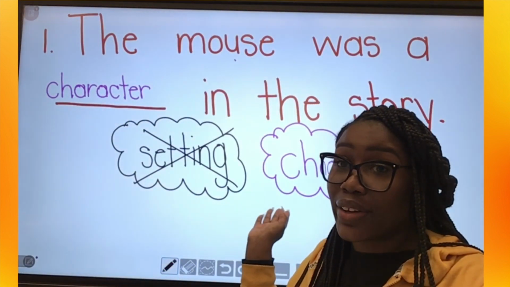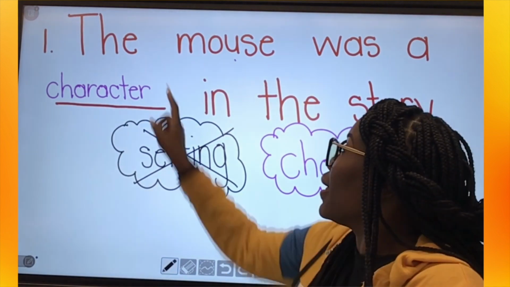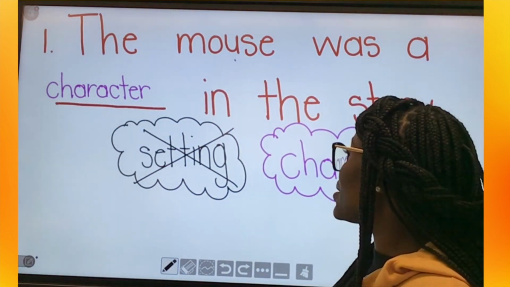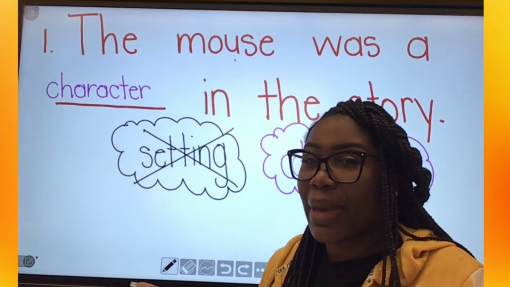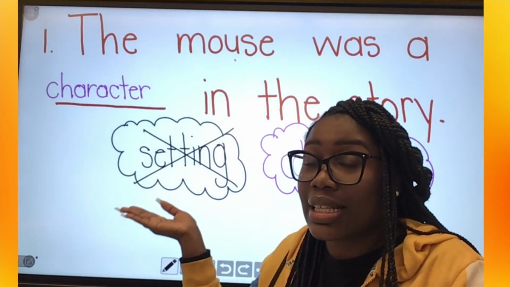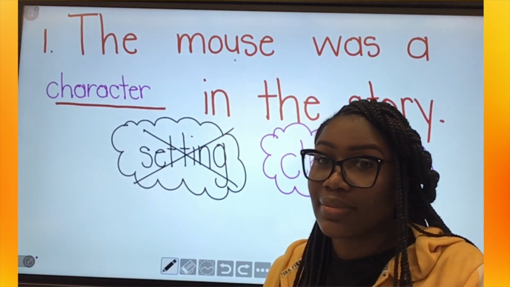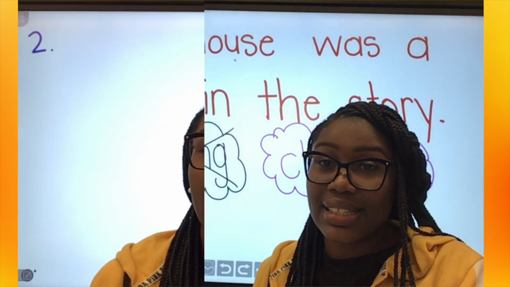If you said character, you were correct. The mouse was a character in the story. The mouse couldn't be a setting because the setting is where the story takes place. Get ready for our next sentence. Can you think of a way to tell me where the story took place?